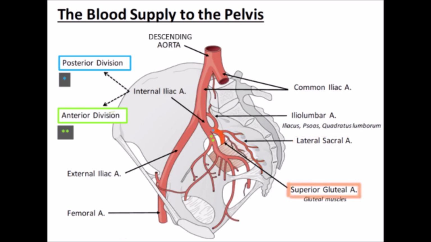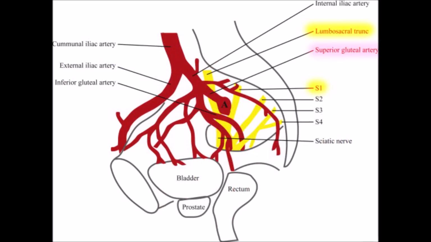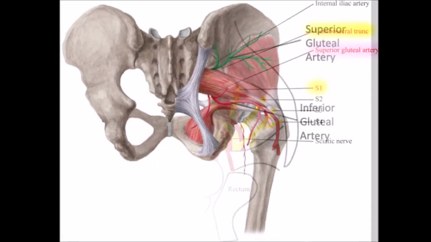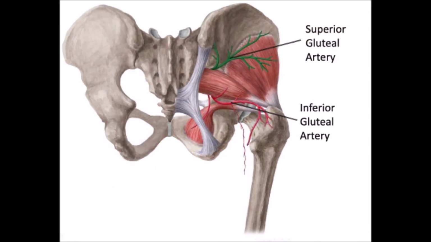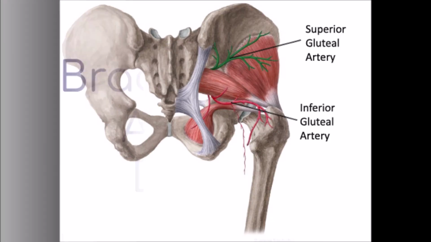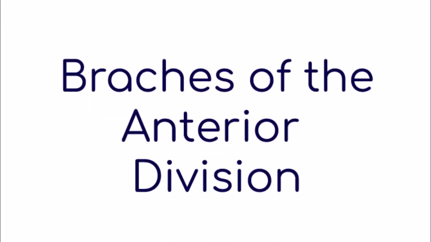The superior gluteal artery is the largest of the internal iliac artery branches. It passes backwards between the lumbosacral trunk and S1 nerve while piercing the pelvic fascia. It then leaves the pelvis through the greater sciatic foramen above piriformis to supply the gluteal region. Now let's see the branches of the anterior division.